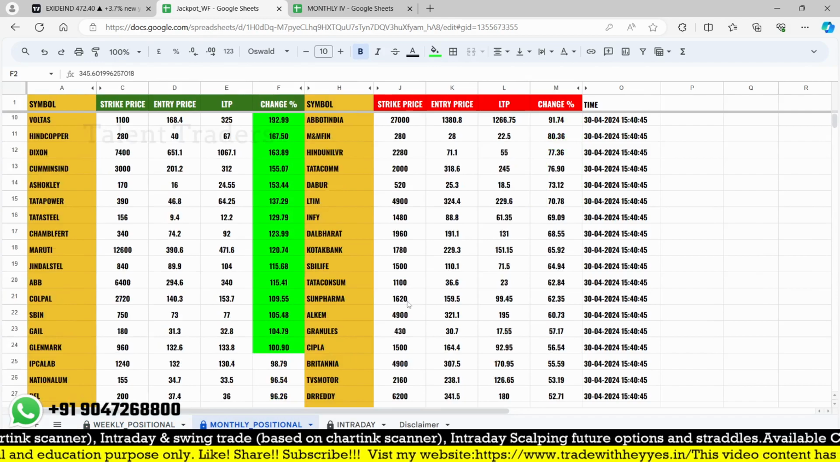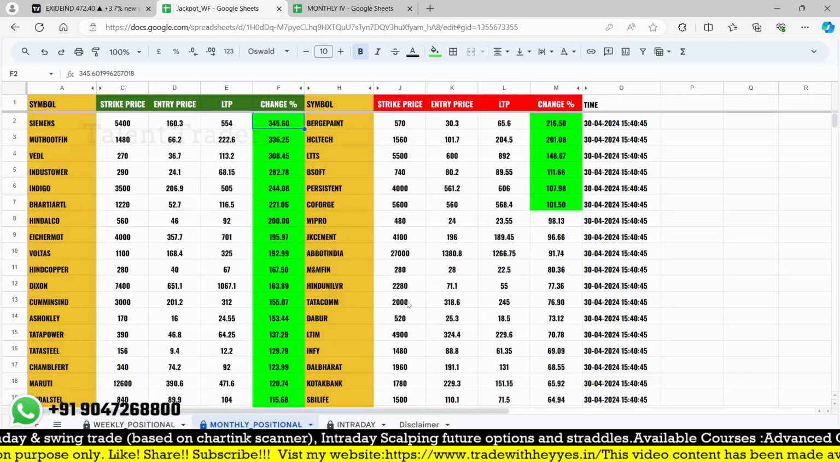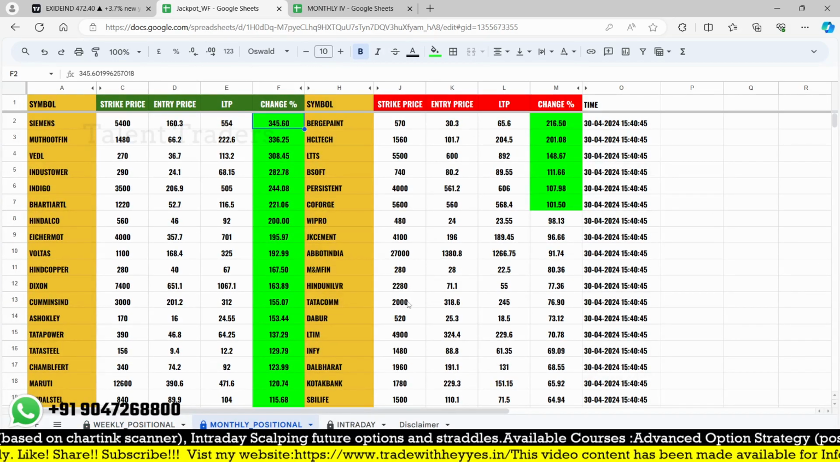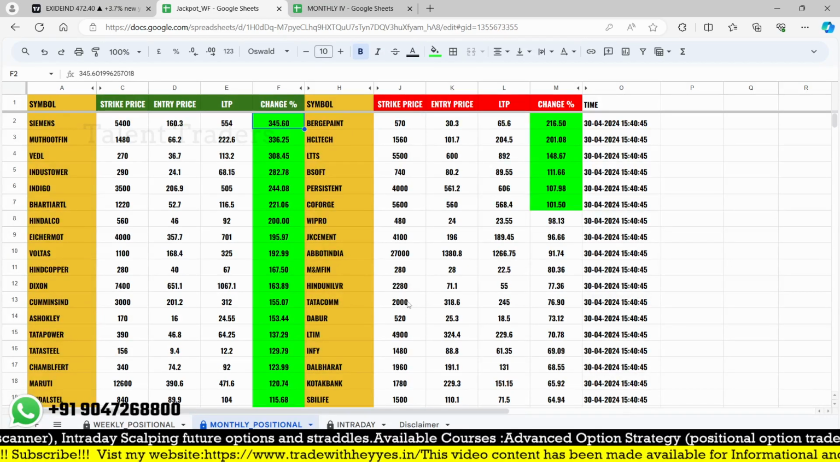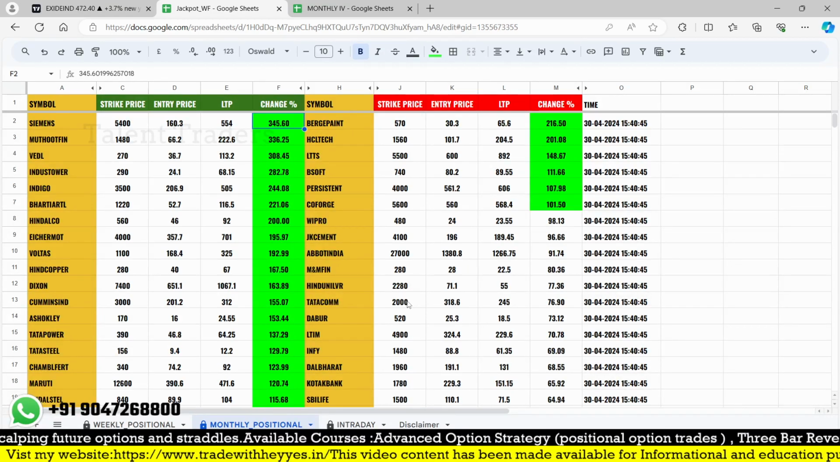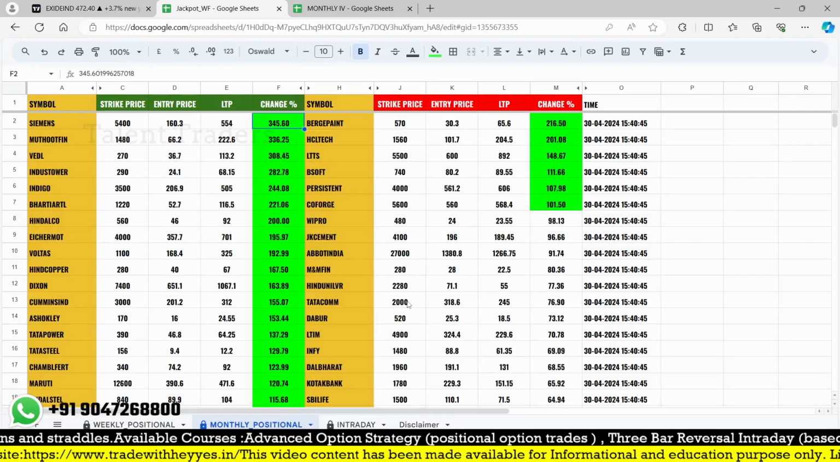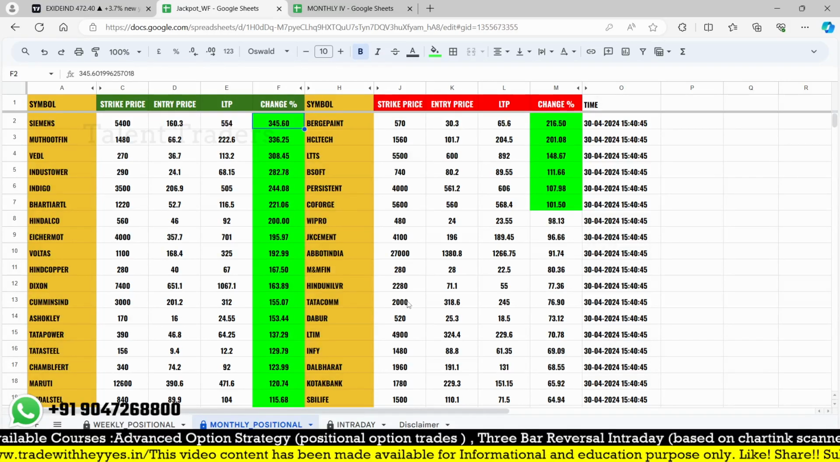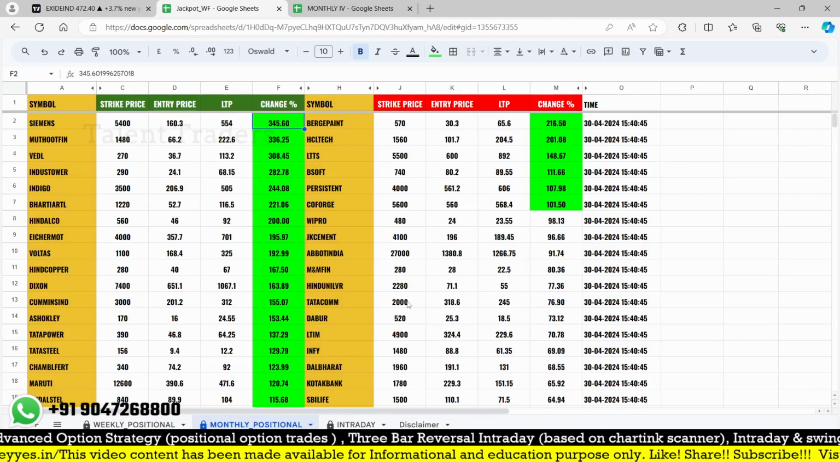So this is the data. Almost 34 stocks triggered our monthly positional system, but we are not looking at all 34-35 stocks. On the put side, almost 11 to 15 stocks triggered our target. From that list, we have to find some 3 to 4 stocks for the entire month.